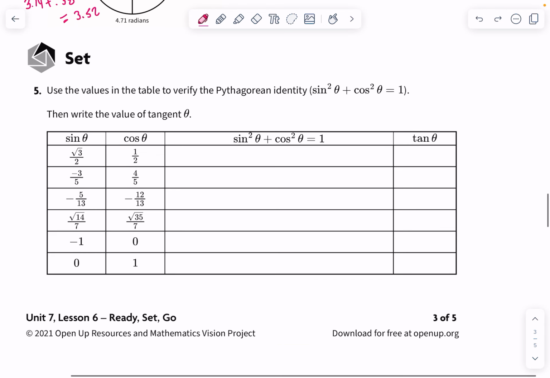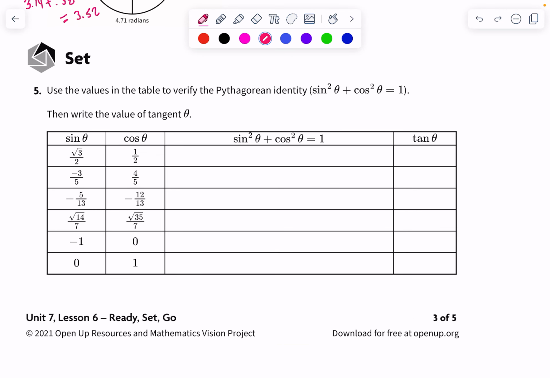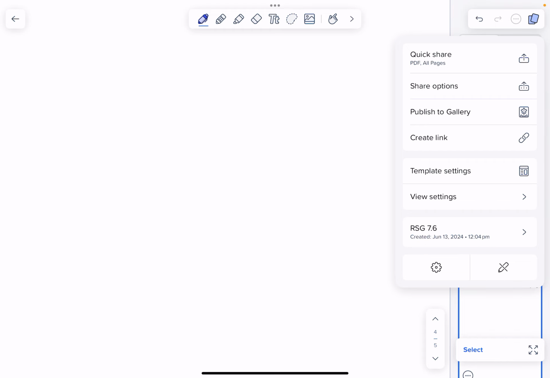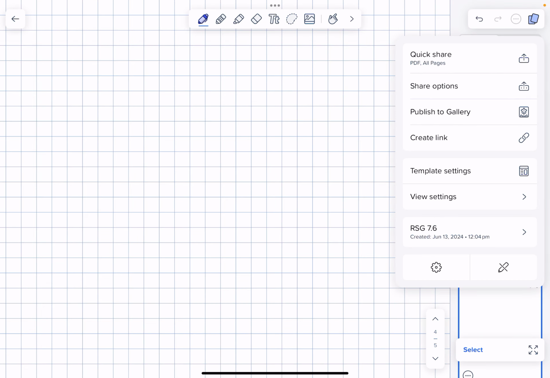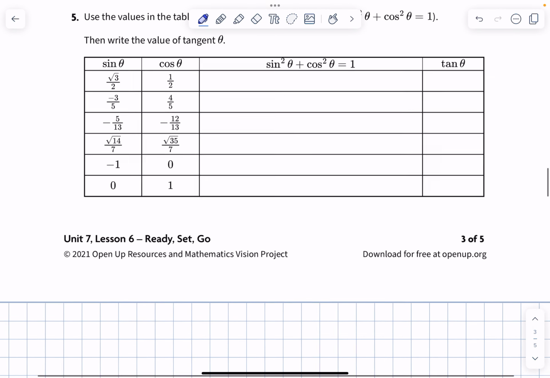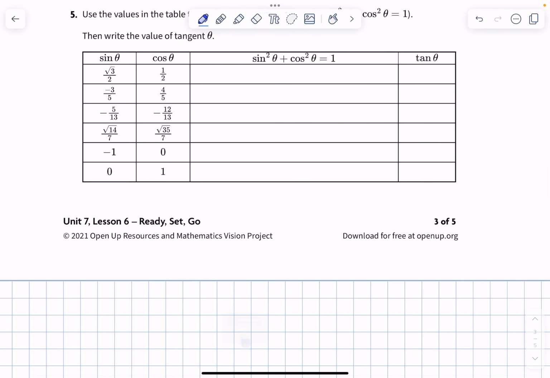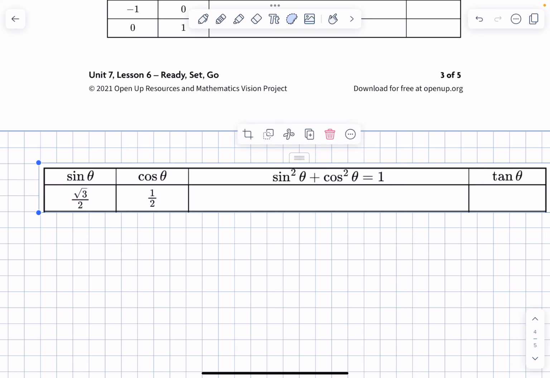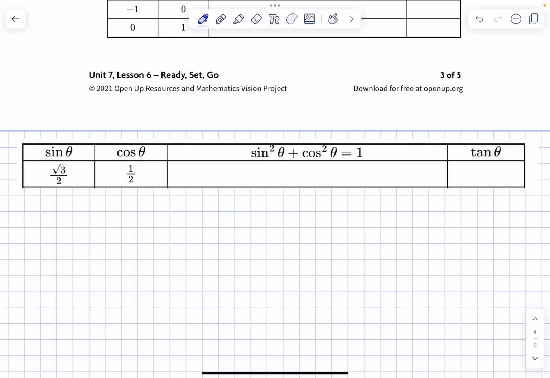Good. Number 5 is going to be a little bit messy, just because there's a lot of algebra there. I'm going to add a page and try my best to not make it so messy. So my identity that I care about is, this is my sine of theta, cosine theta, and then I need to find tangent of theta.